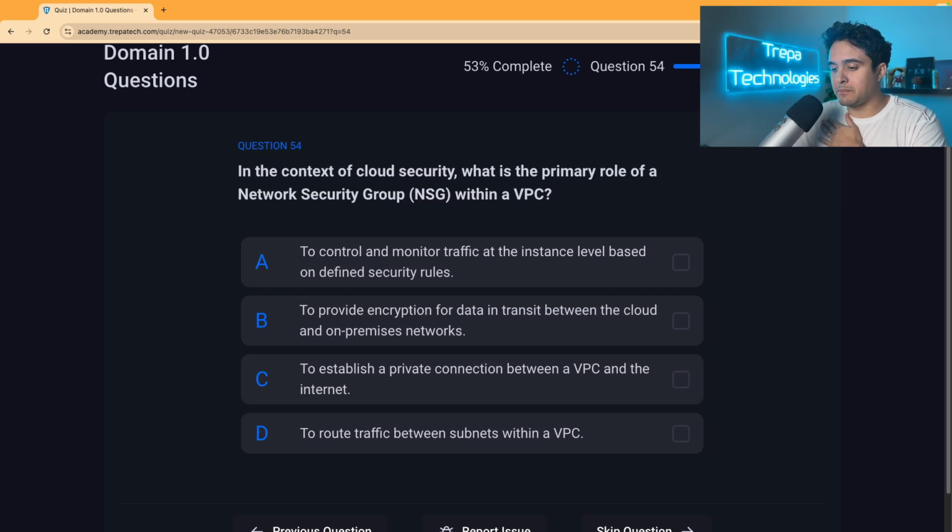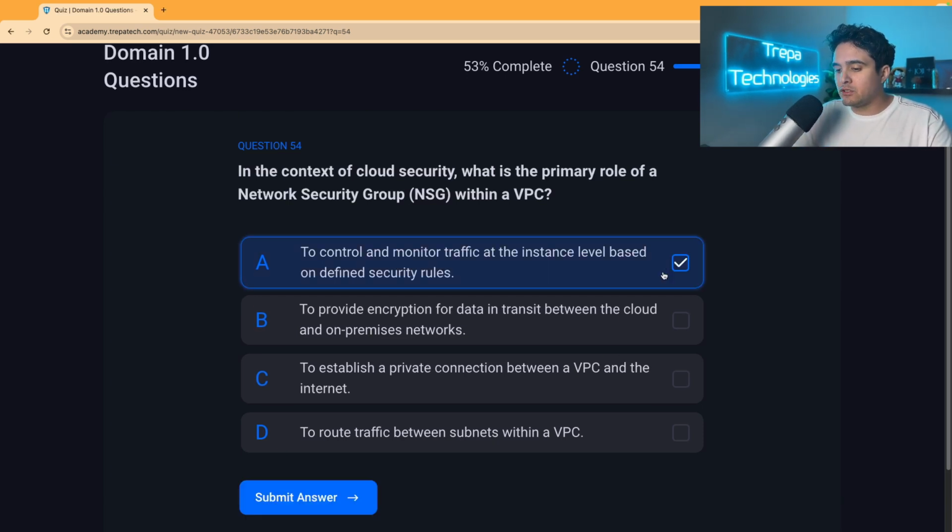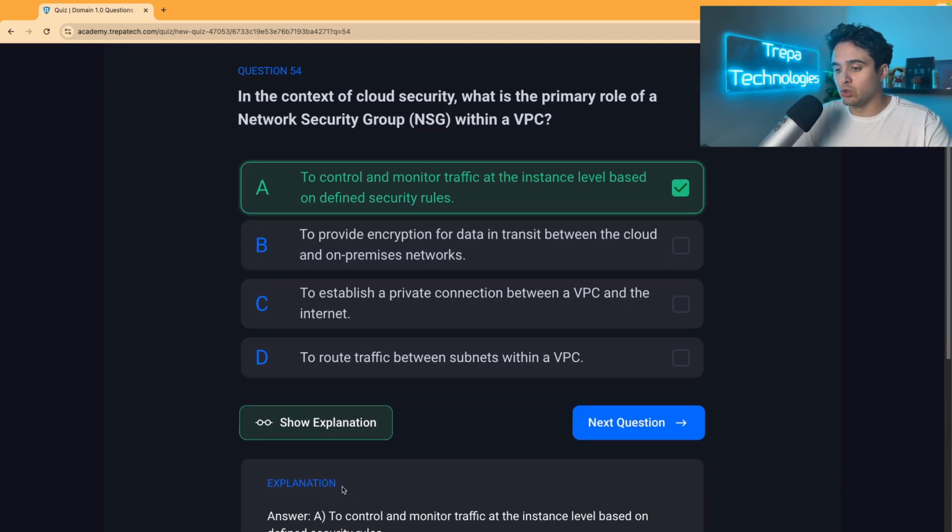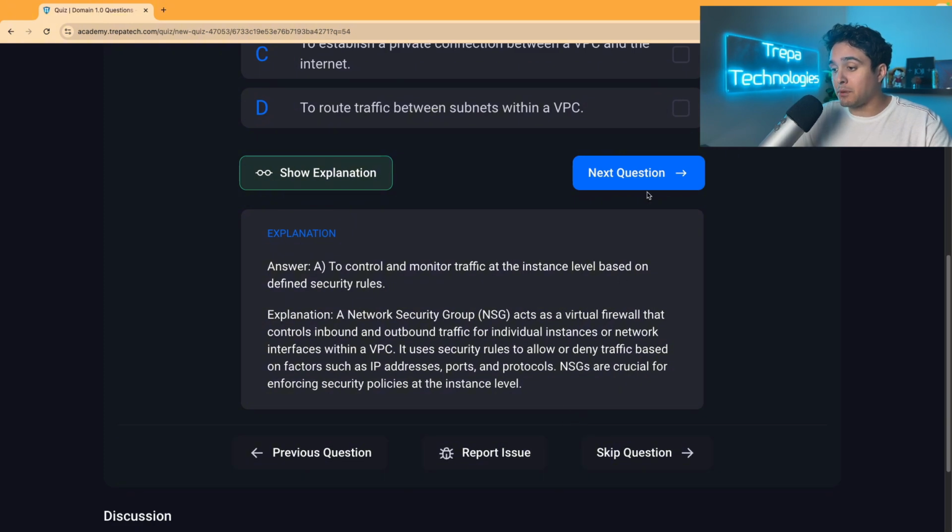So we're going to go with A here, because B does not provide encryption. It's not the private connection between a VPC and the internet. That's not what it does. There's other technology we can use for that. To route traffic between subnets within a VPC, no, that's on the backplane, usually handled by the cloud's software-defined networking. Within a VPC, it just automatically routes traffic for you unless you put in specific peering rules or things like that. So we're going with A, to control and monitor traffic at the instance level based on defined security rules. And there's the explanation. Pause if you'd like to read it.